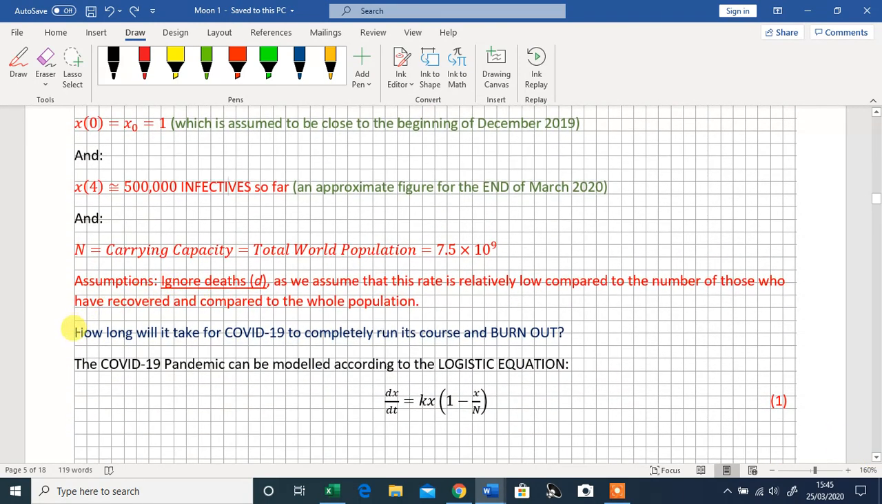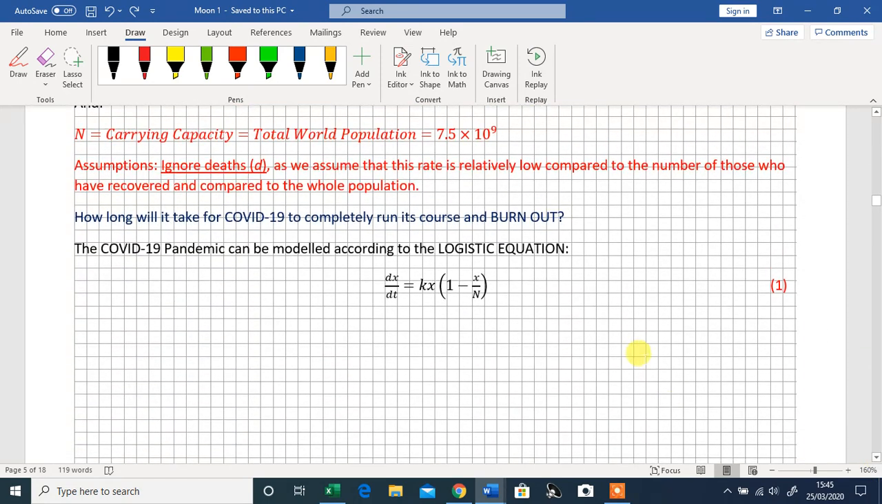Now, I've asked the question once again, how long will it take COVID-19 to completely run its course and burn out? Or I should say, really, how long will it likely be for COVID-19 to completely run its course and burn out? Because we don't know for sure about that. It partly depends on the social distancing and other factors. Now, as I specified here, the COVID-19 pandemic could be modelled according to the logistic equation here.